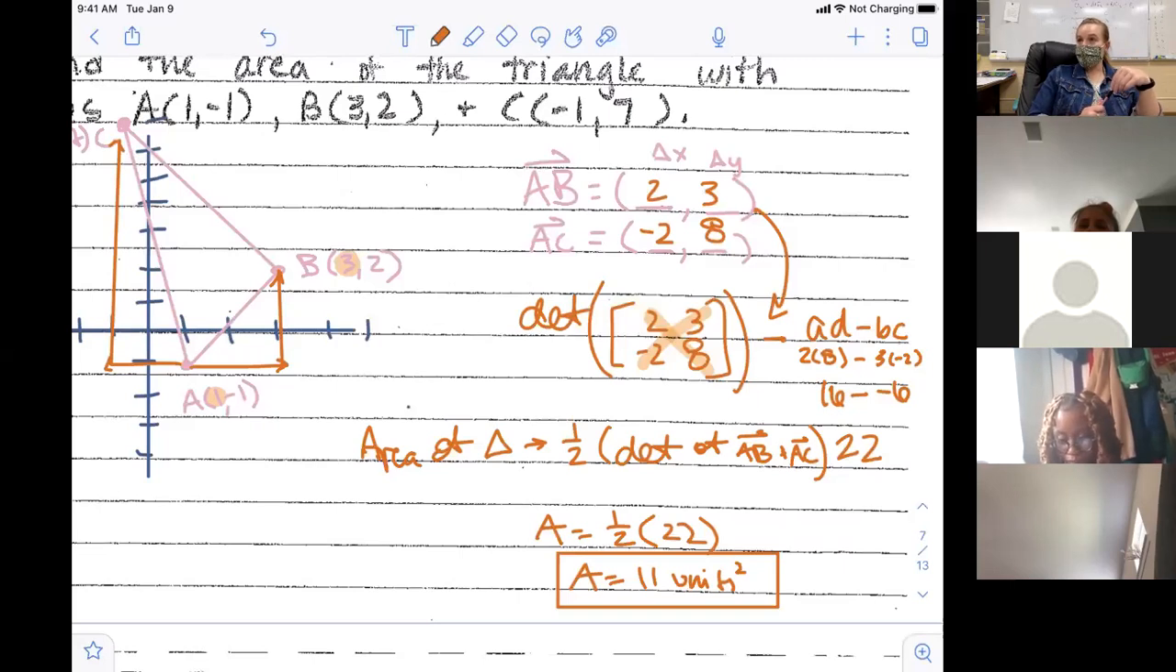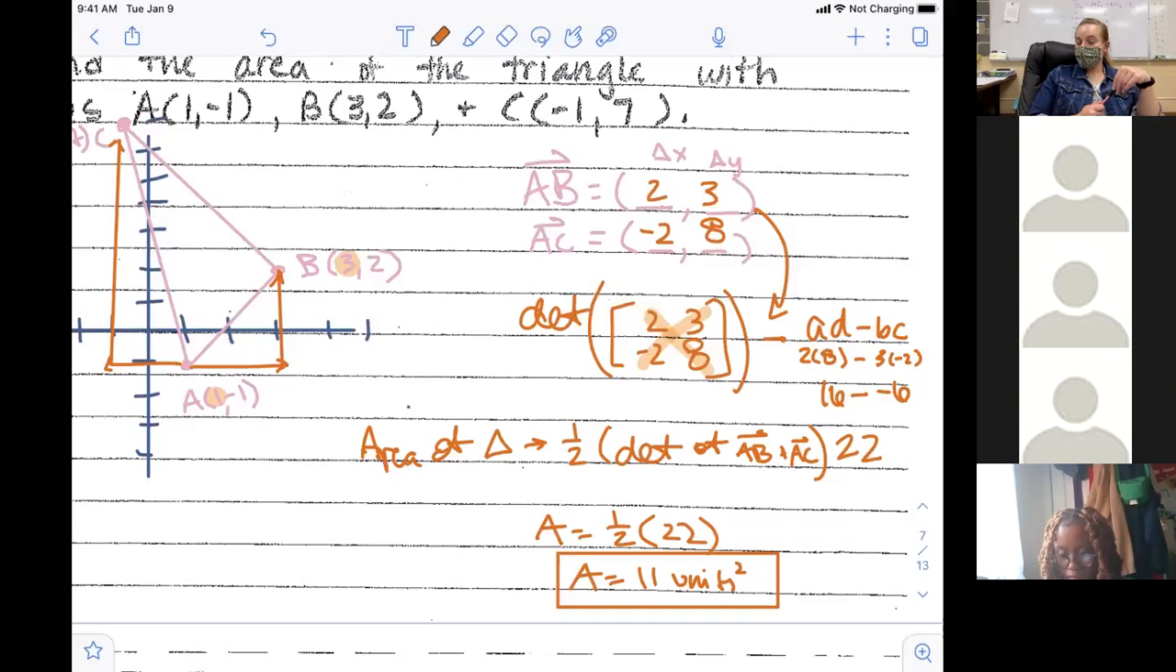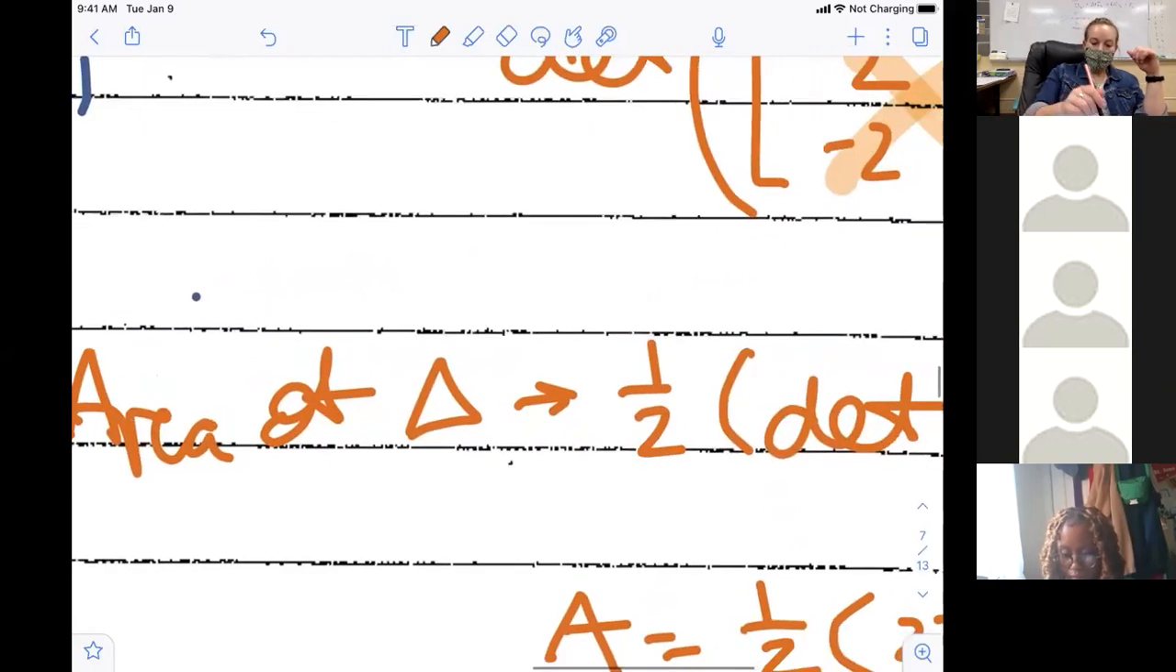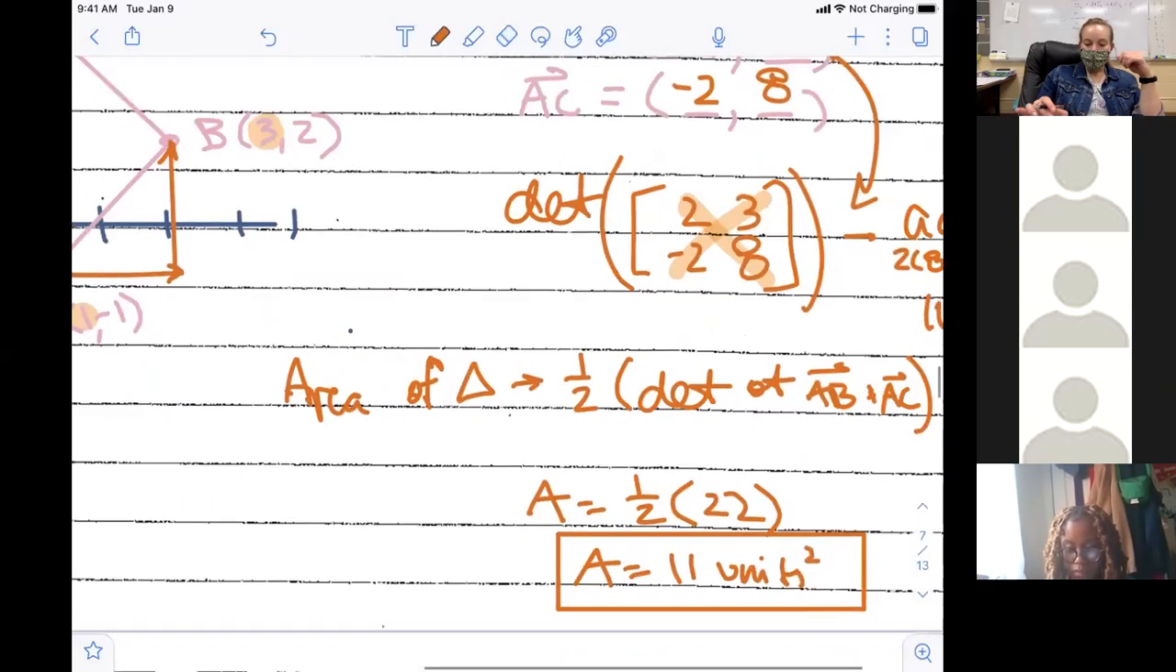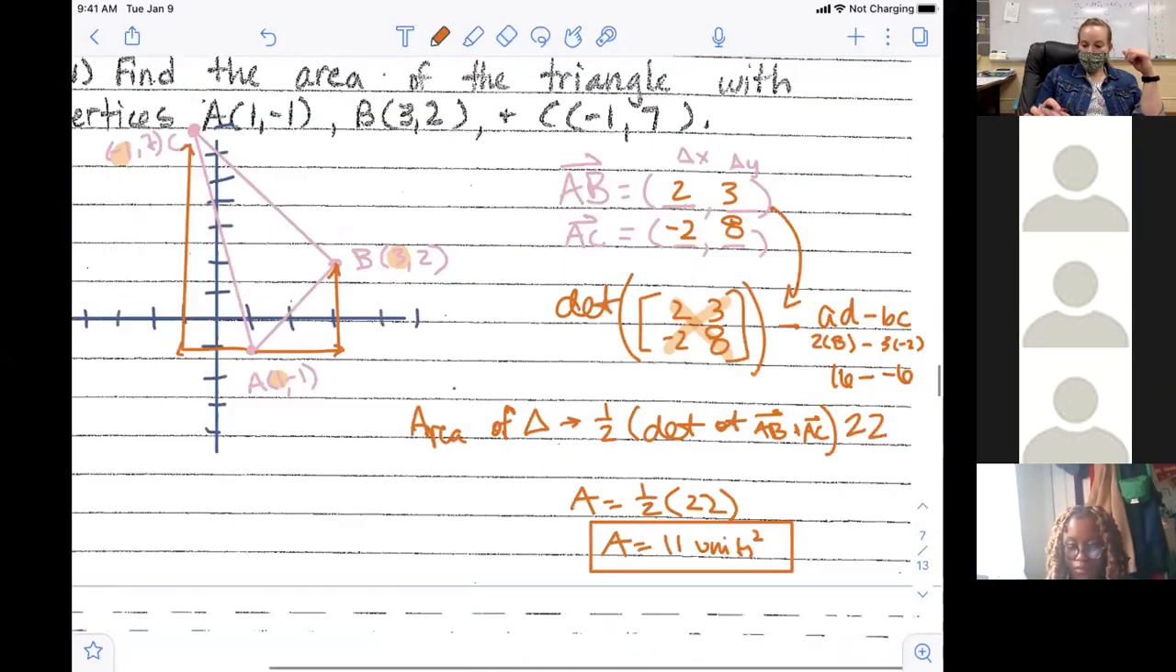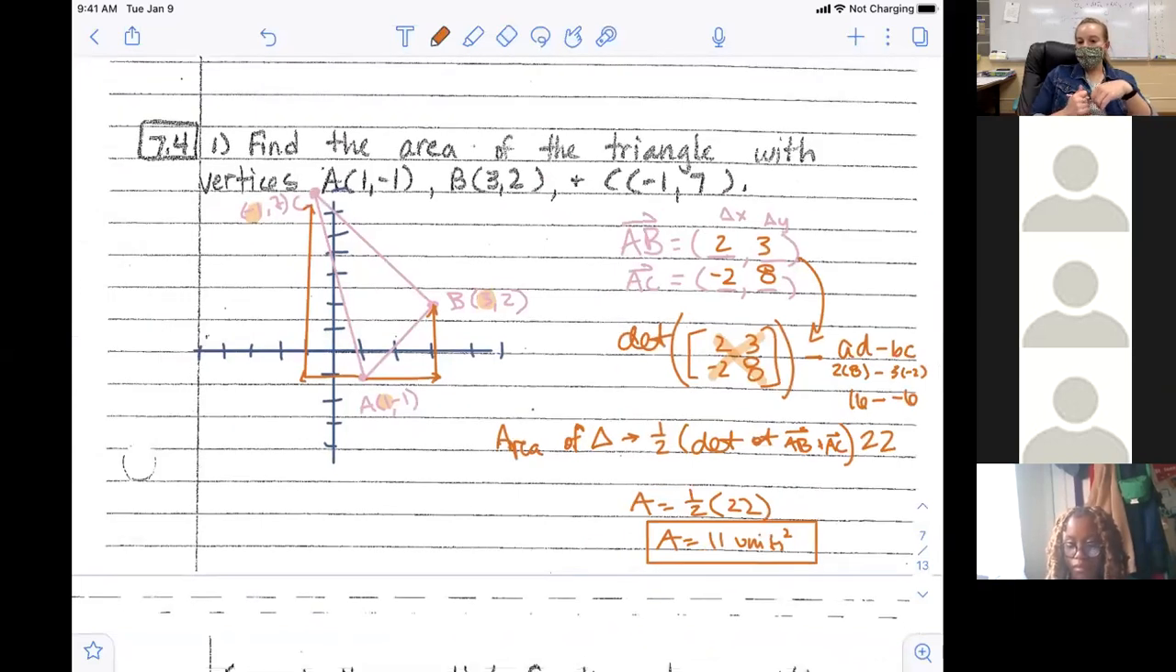Anybody have any questions yet? Miss White, what'd you write after area? I wrote area of a triangle. Oh, that says of. And then it's... Yep, good question, Al. Anybody else questions on this problem?